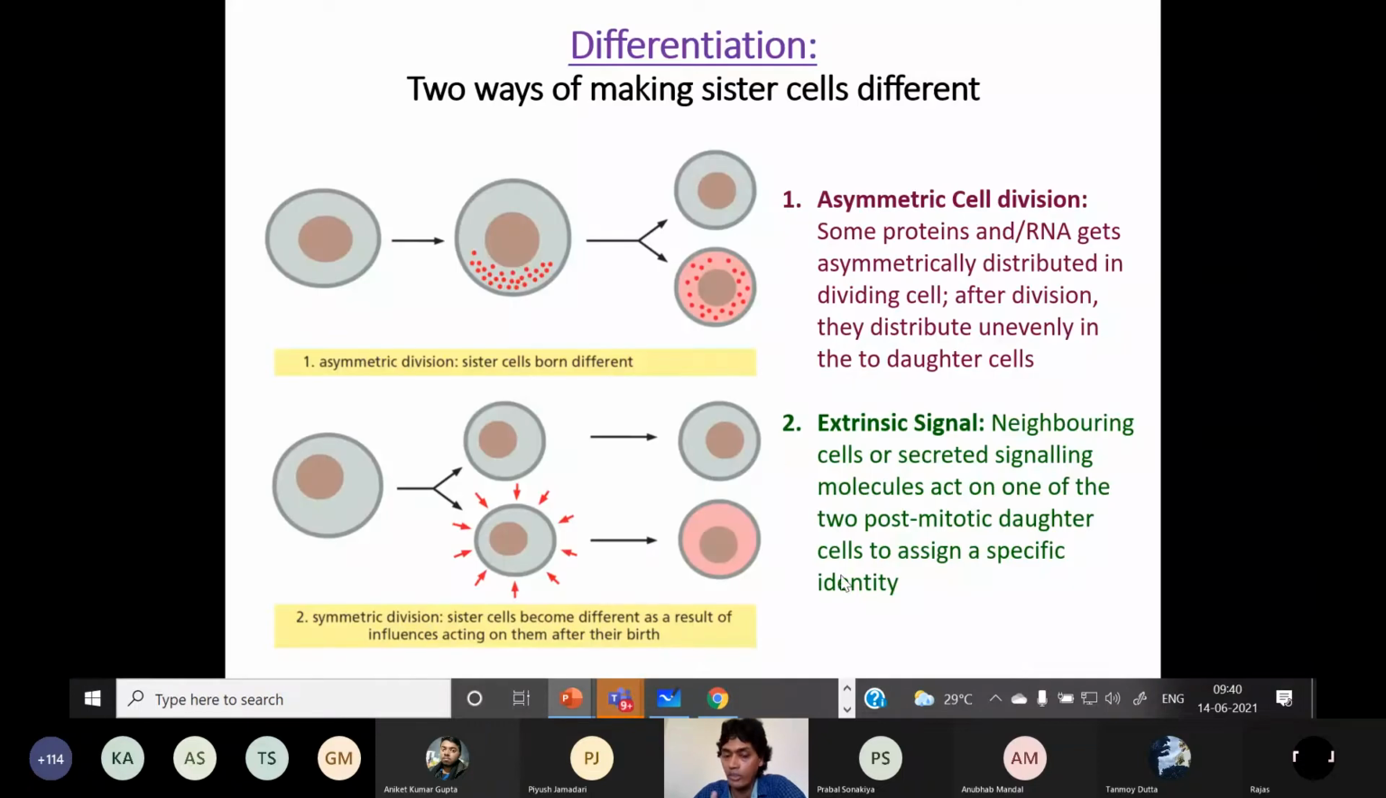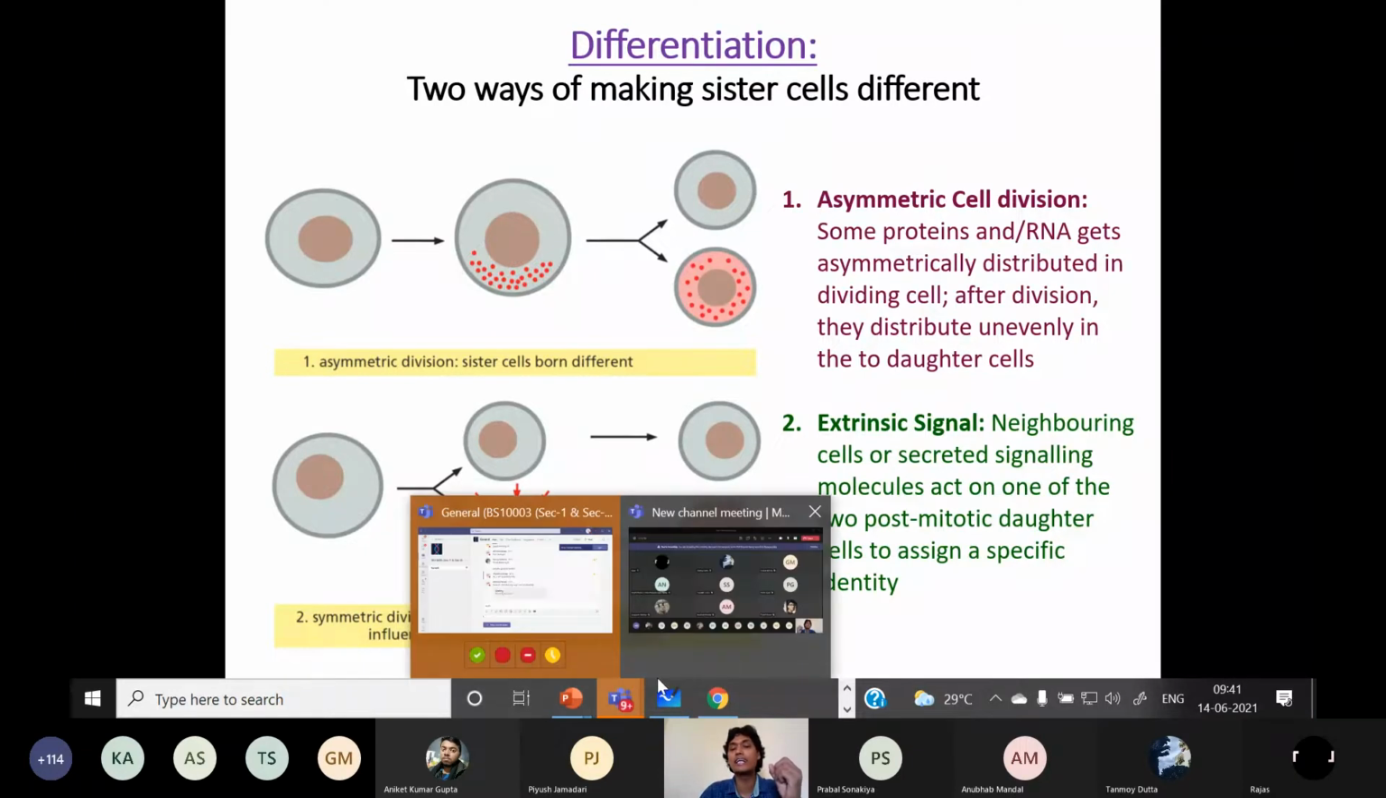So what you ask, this is the answer of that. I will explain that: two ways of making sister cells different. As you asked, if you consider this is a zygote, then after division we will get exactly the same cell. Then how will we see this? The initial difference should be there somewhere.